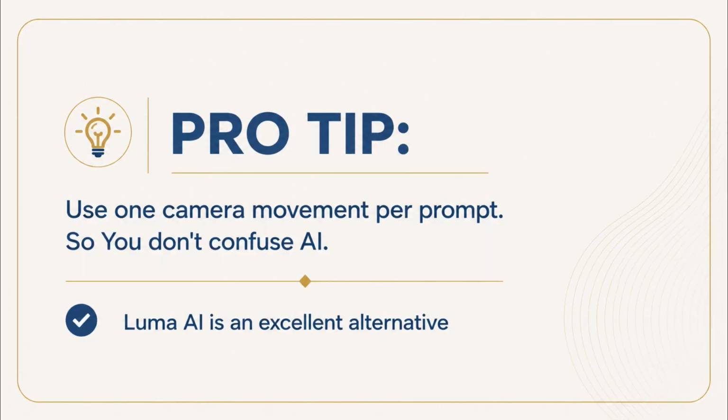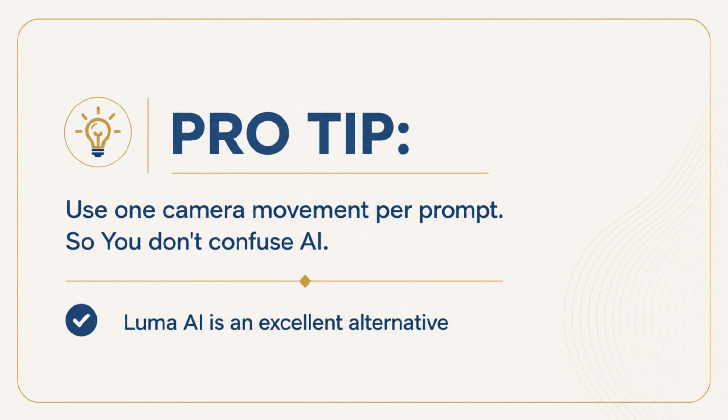Here is the single most important rule for camera movement prompts. 1 movement per prompt. If you combine 3 different movements in one prompt, the AI gets confused and the result is unstable. Pick 1 movement, make it intentional. Add detail to that movement. Speed, direction, what it reveals.